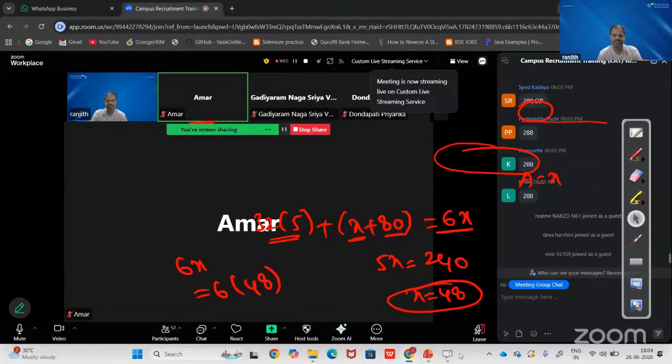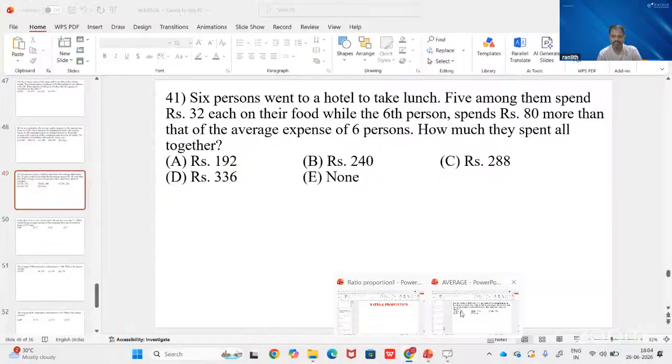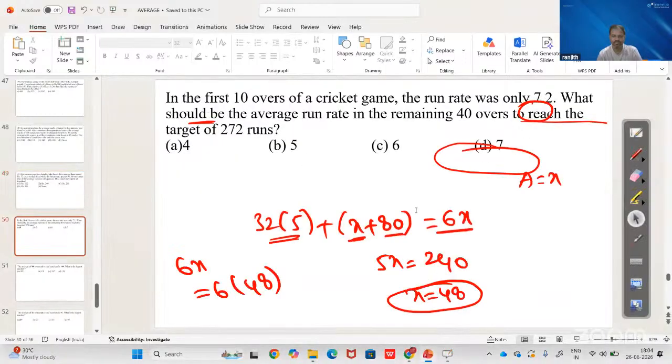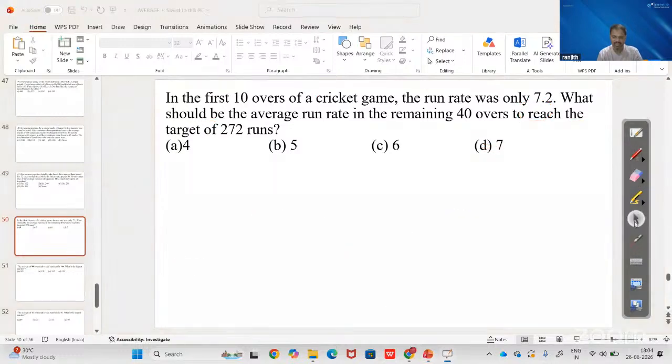Okay, done. Next, what is the answer? Easy one. What will be the answer here?